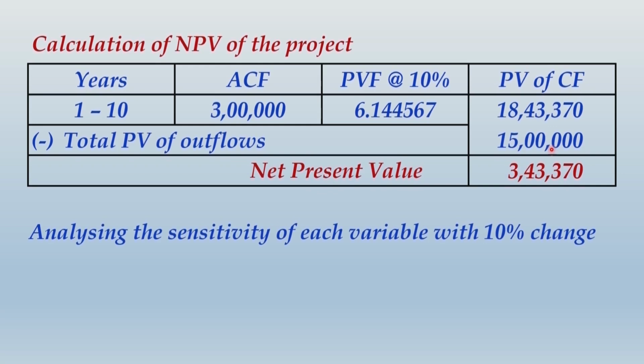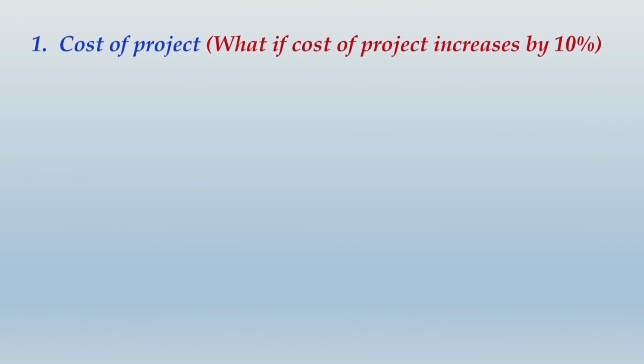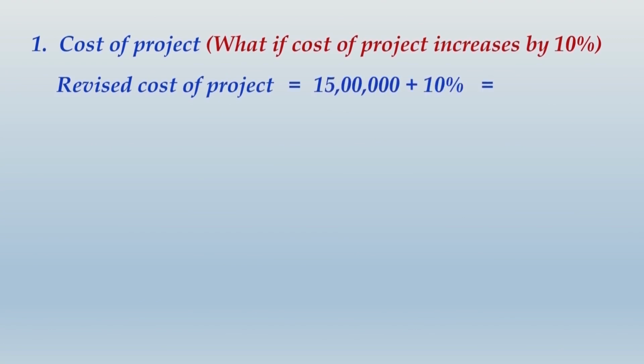If this increases by 1,50,000, obviously the NPV will reduce, correct? That is the first implication from the first change informed to you. So let us see how to write up that part of the answer. Cost of the project. The question is, what if the cost of project increases by 10%? So revised cost of project will be 15 lakhs plus 10%, that will be 16,50,000.